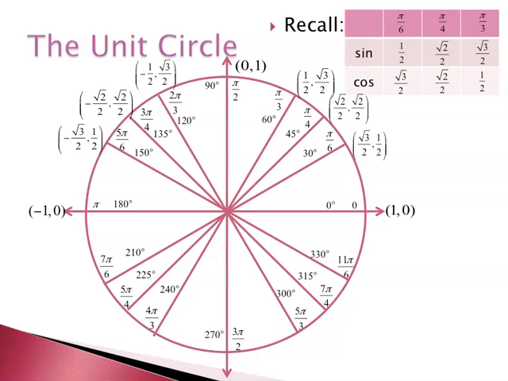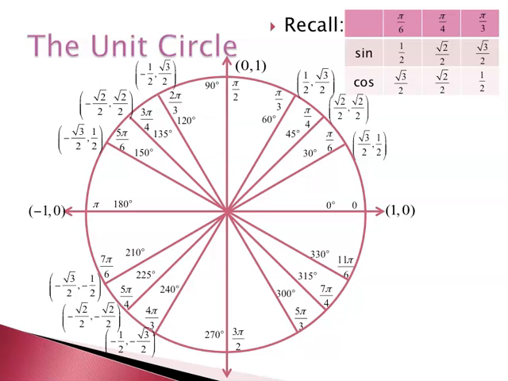On to quadrant 3. In quadrant 3, we know that the only thing that's positive in this quadrant is tangent. So our coordinates, which are x, y, corresponds to cosine and sine, they're both going to be negative. So negative root 3 over 2, negative 1/2. Negative root 2 over 2, negative root 2 over 2.